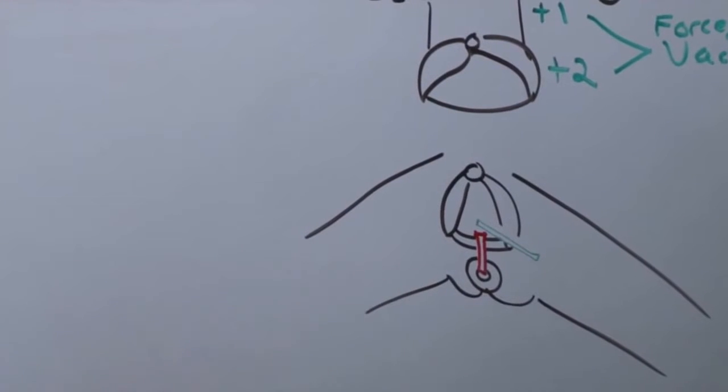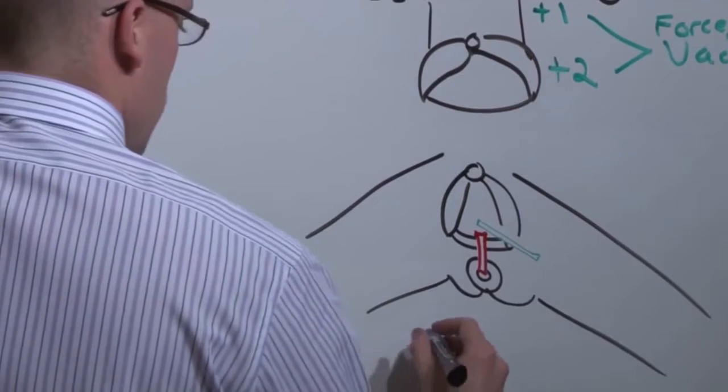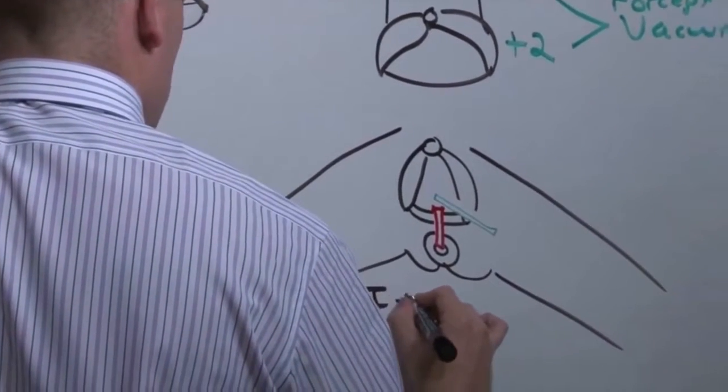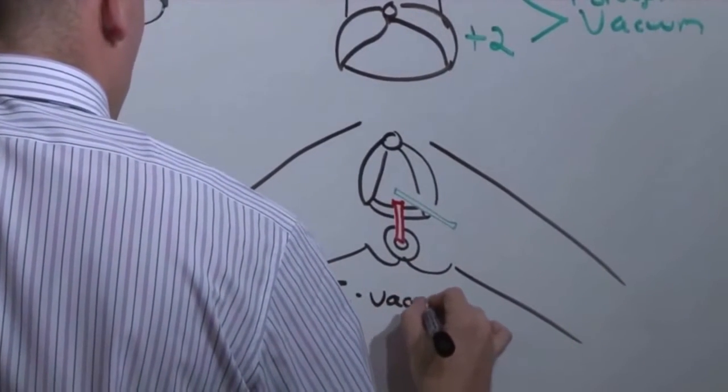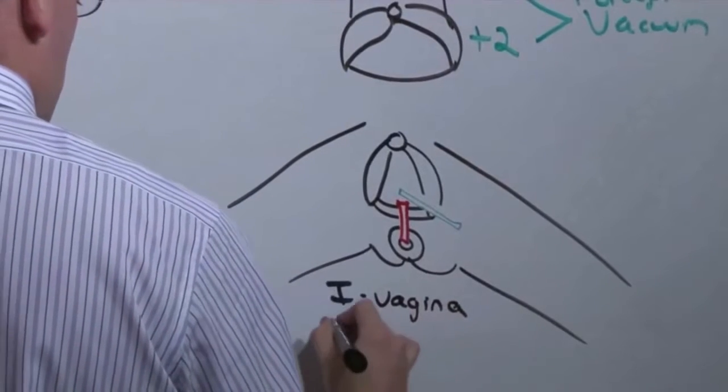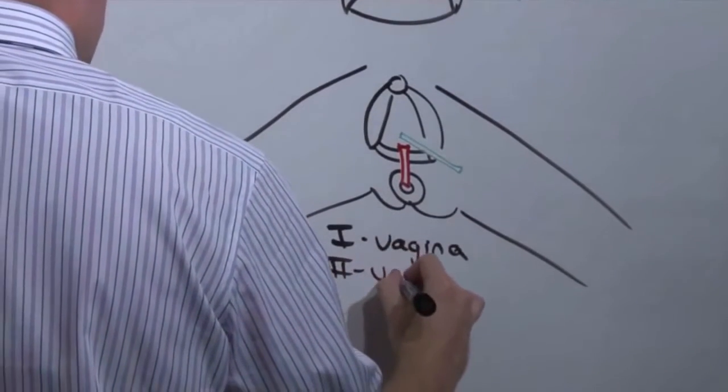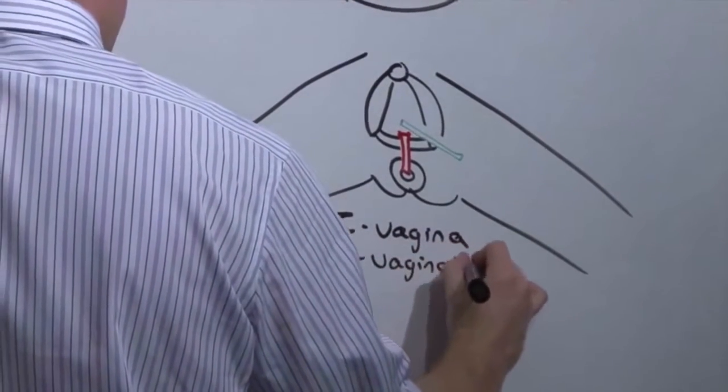but you have to understand the consequences of doing one over the other, which means you have to understand the grades. Grade 1 is vagina only. This is ideal. This is what you're going for. You don't want to cut deeper than that. Grade 2 includes the vagina and the perineal body.